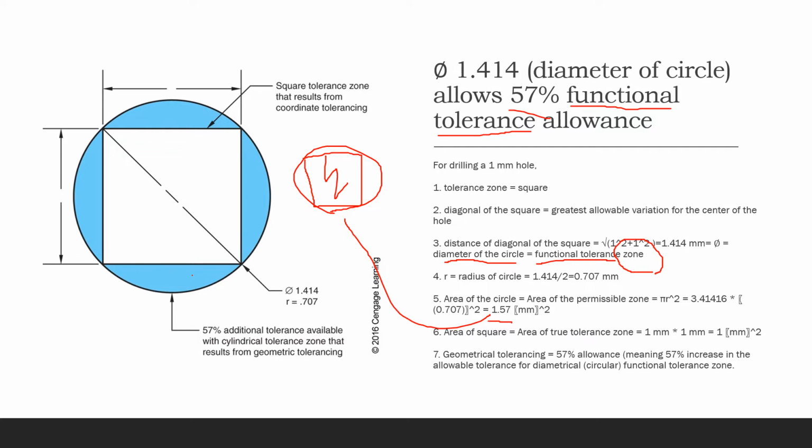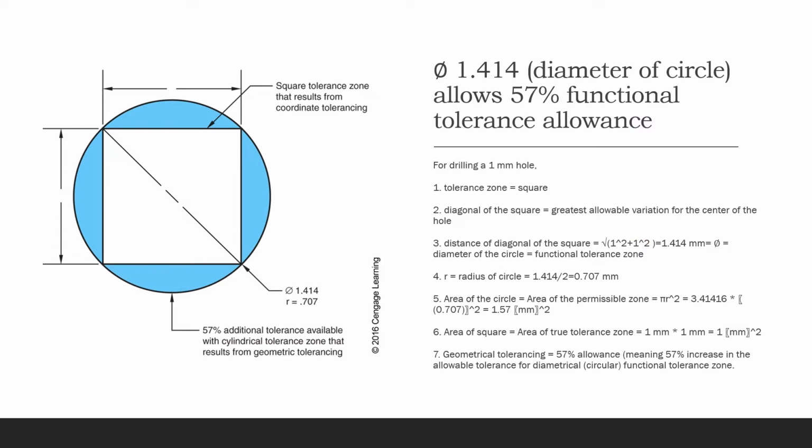Okay? In another textbook, you're going to be confused. In other textbooks, we use this blue area as the functional tolerance zone. I don't know why in this textbook, maybe that's a mistake of the author, it's the diameter of the circle. So don't get into that, okay? Anyway, now we get into the area of the square. I already told you about that. That's just 1 millimeter because each side is just 1. The geometric tolerancing is going to give you 57% allowance.